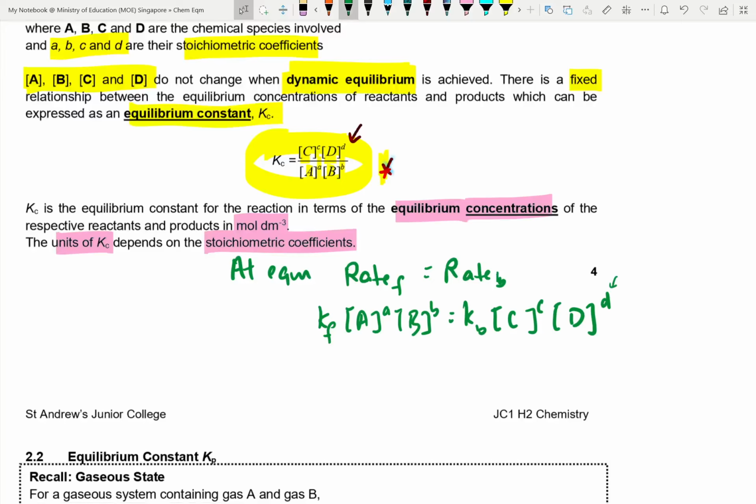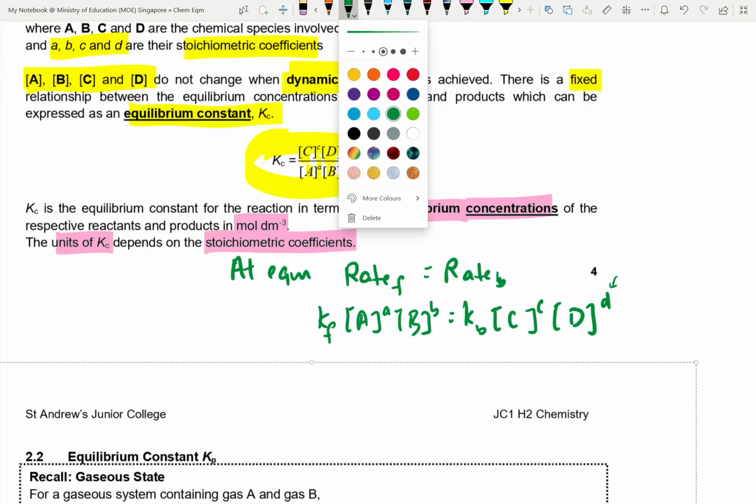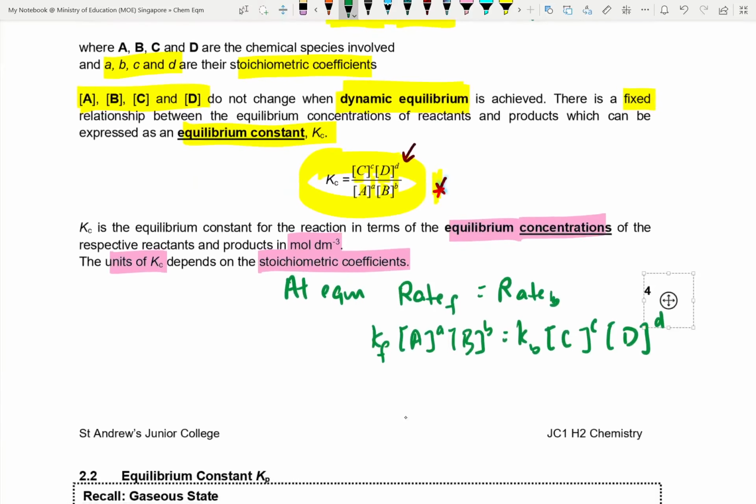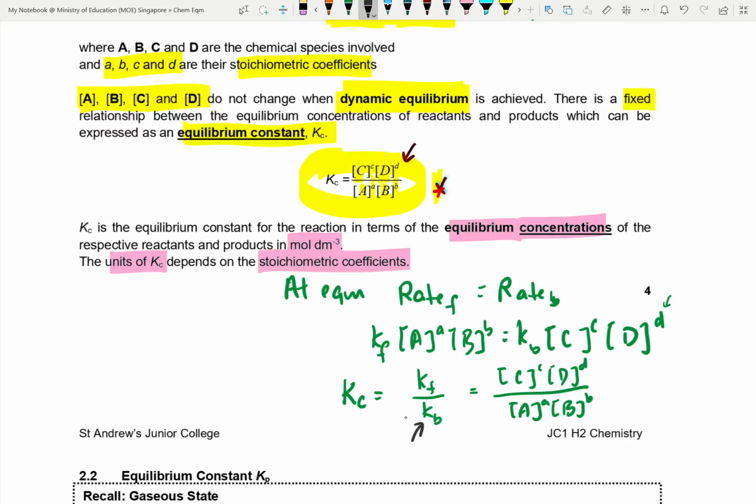All right, so if I were to manipulate this particular equation here, what you notice is that I can bring kf and kb to one side, and therefore I have C, D, A, and B. Can you see that? All right, so this is how we look at it. In fact, Kc is simply a ratio of the rate constant of the forward reaction over the rate constant of the backward reaction. So this k here represents the rate constant.